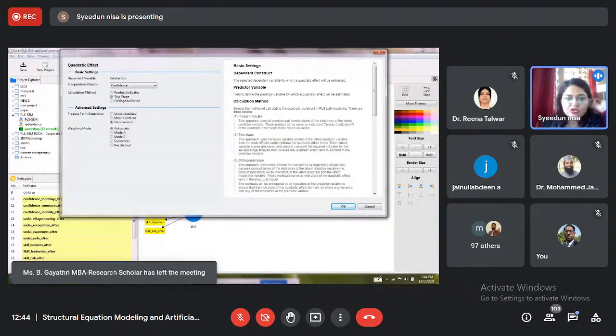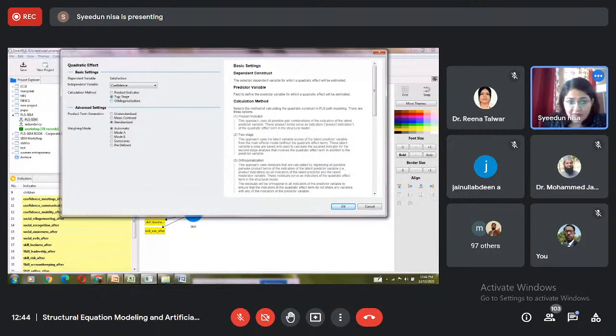Mostly used is two stage. In two stage, what we do is, first we establish our measurement model, then we extract the constructs from it, and then we measure whether a latent linearity issue is there or not. While in the case of orthogonalization, we basically minimize the effect of the other independent variables.